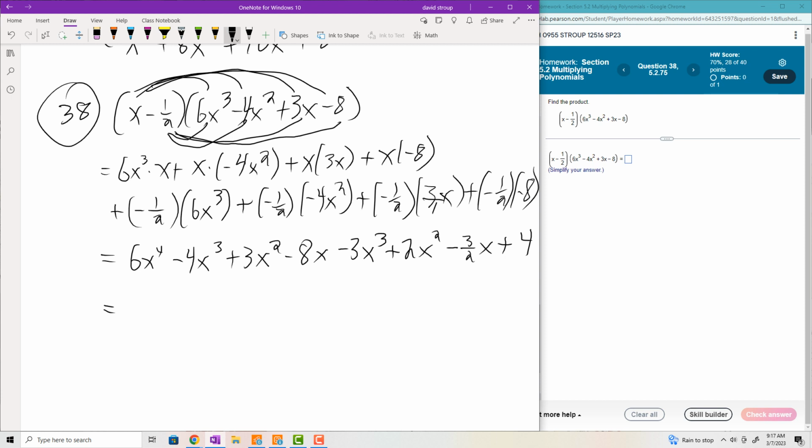Combine like terms, so I just have the 6x to the 4th, and then the cubes. So minus 4x cubed minus 3x cubed is minus 7x cubed, and then the squares. 3 plus 2 of those, it's 5 of them. And then the x terms, okay, so I need a common denominator. So I can pretend 8 is 8 over 1. Then multiply top and bottom by 2. So that would give me negative 16 over 2, x plus negative 3 over 2 x is negative 19 over 2 x. And then finally plus 4.